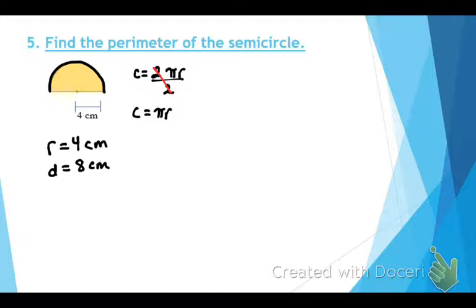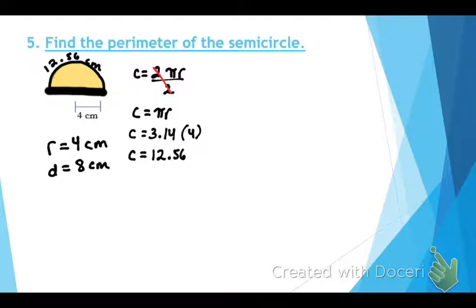What should I use for pi? 3.14. All right, let's do 3.14 times, what's my radius? 4. What'd you get? 12.56 centimeters. All right, 12.56 centimeters. And that means this right here is 12.56 centimeters. Is that the full perimeter of the semicircle? No. Listen, I've still got to do this big old part right here.